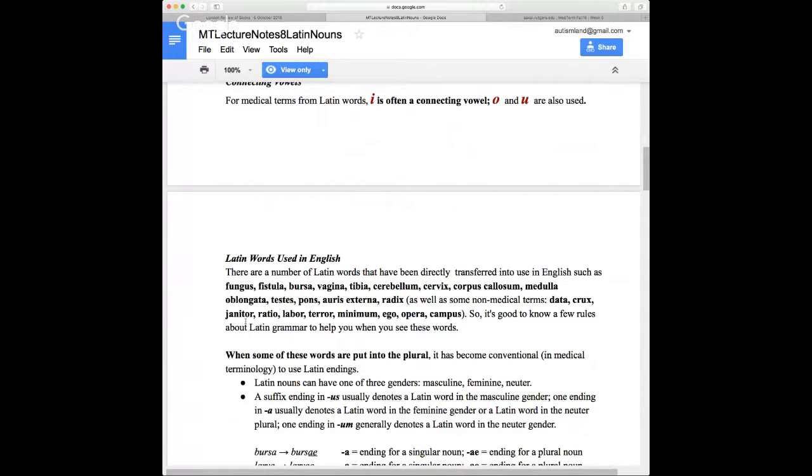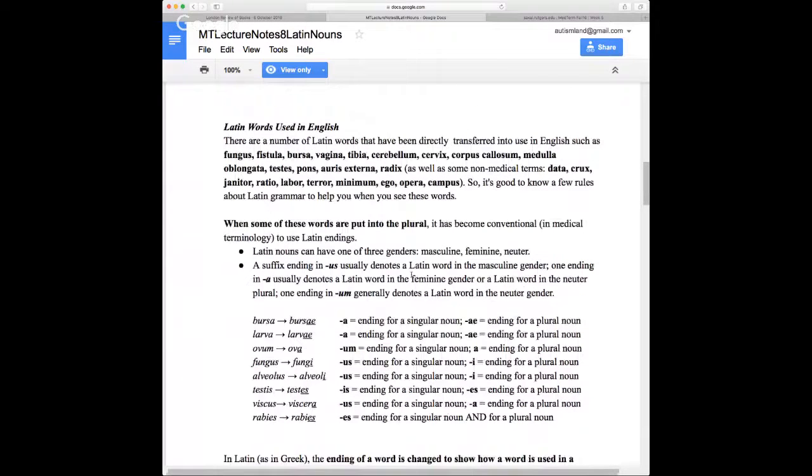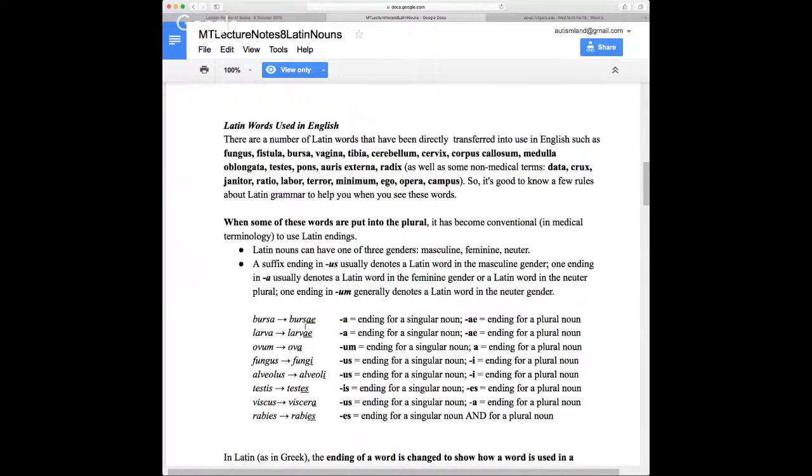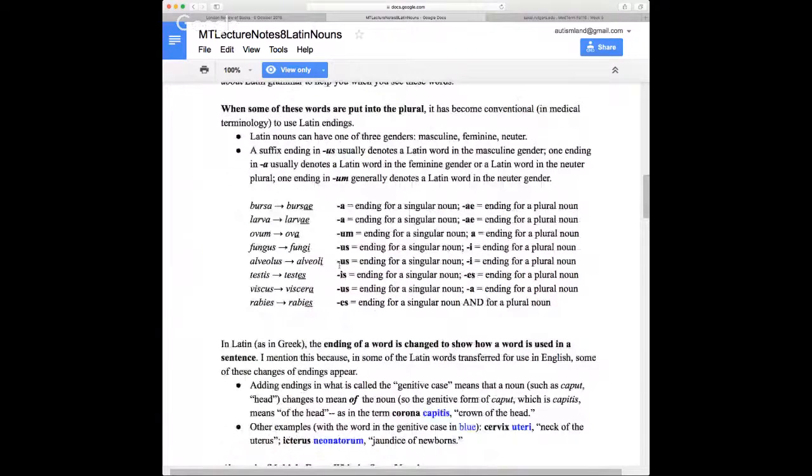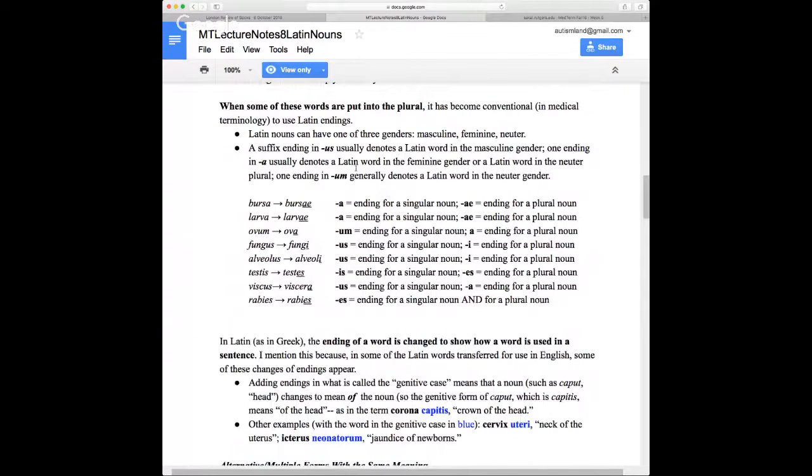So it's good to know a few rules about Latin because, as it says here in my notes, for many of these words, their plural forms, singular versus plural, are formed according to rules in Latin, not according to English. First thing to note too, Latin nouns can have one of three genders. They can be masculine, feminine, or neuter. A suffix ending in us, if it's from a Latin word, denotes a masculine gender word. A denotes a feminine gender word, and um denotes a Latin word in the neuter gender. This is important because all of these different genders of Latin nouns form their plurals differently.